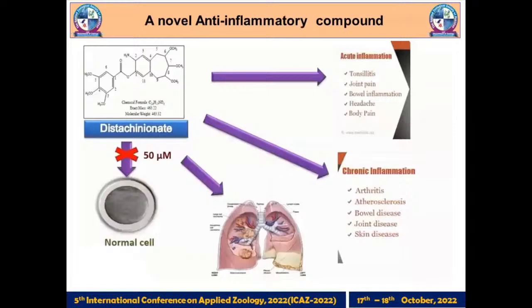Here is the schematic diagram of the activity of distachionate. Distachionate cures the acute inflammation and chronic inflammation. It does not affect the normal cells.